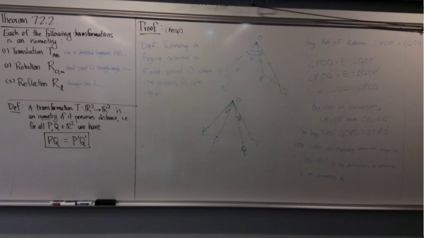Having shown that translation is an isometry, we were also able to show that rotation about a fixed origin O through an angle alpha is also an isometry. To do that, we went back again to the definition of what a rotation is. Rotation is defined by the property that any point P rotated about this fixed origin O to a point P prime will have the property that, first of all, PO is congruent to P prime O, so we haven't changed the distance from the point to this fixed origin of rotation.